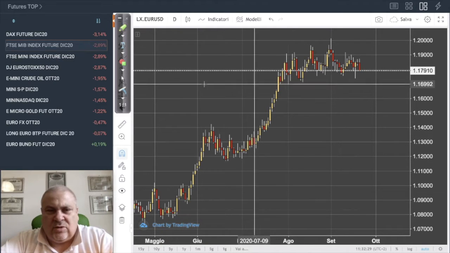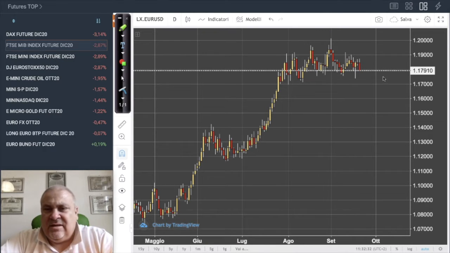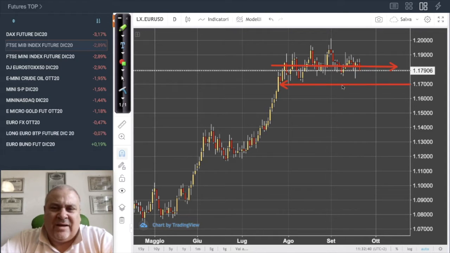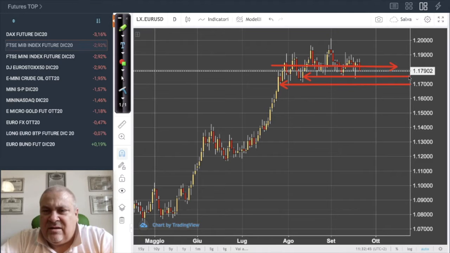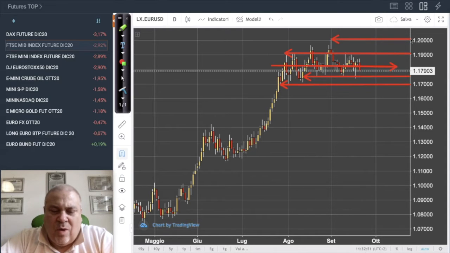Let's start with the currencies and especially with the euro dollar. As we can see clearly here, the euro dollar is now in a sideway. The sideway has its support in the area of 1.17, even if we have an intermediate level here, and then another intermediate level here, and then we have a key level at 1.20.